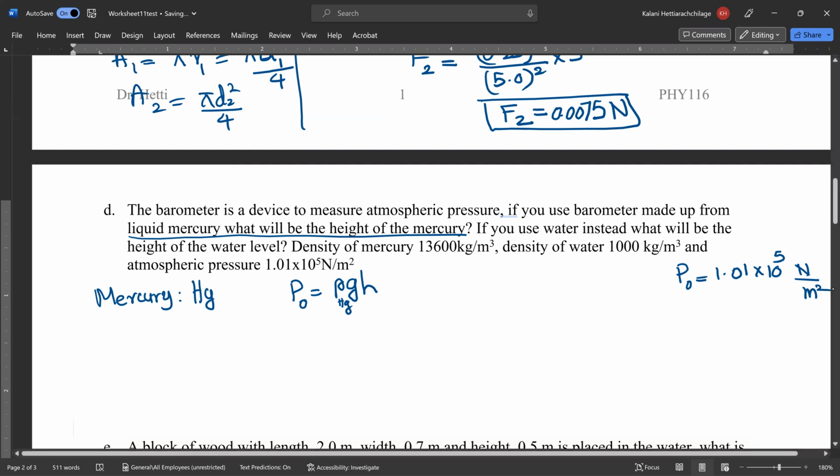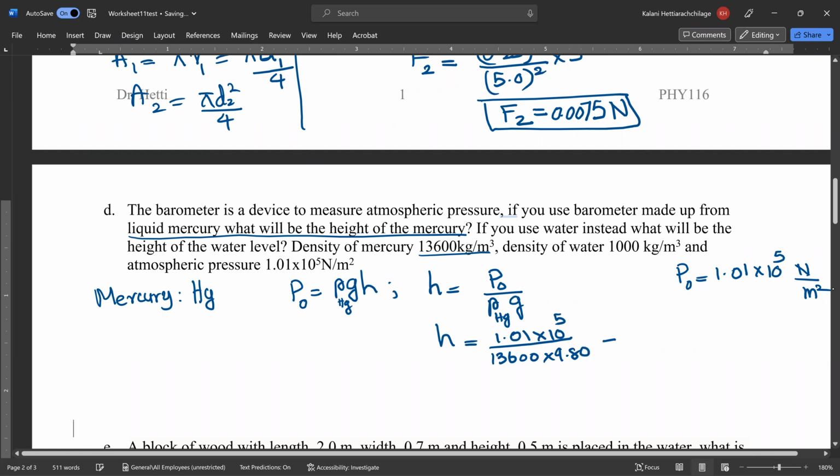To make that value, what will be the height? That is the question. Now the height equals, you see, P naught divided by rho of mercury and g, right? So now we're going to plug the values in. Let's do it at the bottom. P naught is 1.01 times 10 to the 5, divided by the density of the mercury given here, 13,600, and then times the g value, 9.80.